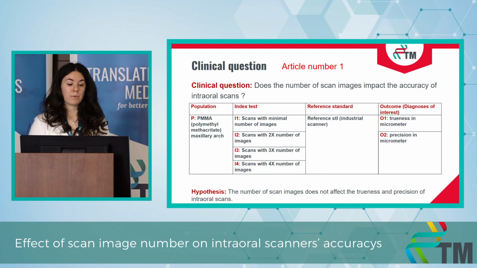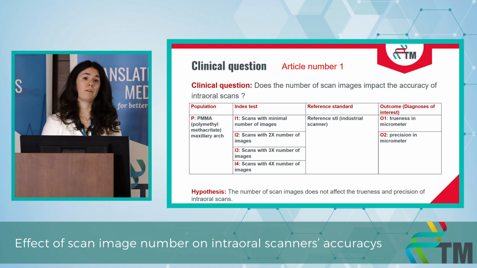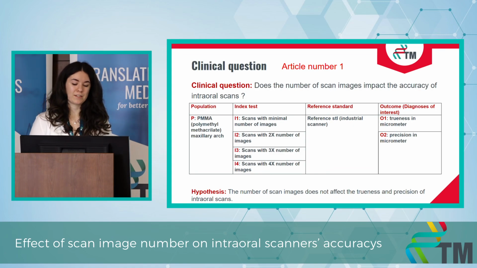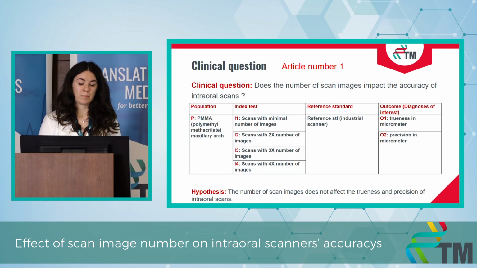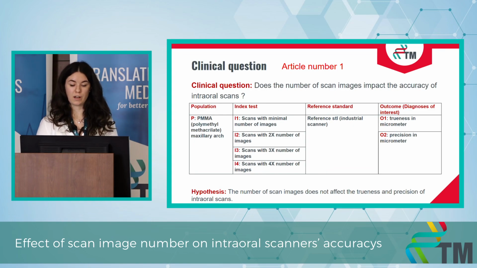And in our population, we are going to have a PMMA model. In the index test, we have the best, not the best, but the newest intraoral scanner available from 3Shape, which is the 3Shape Trios 5 intraoral scanner. And we want to make 4 or 3 groups with the different scan numbers. And as for reference, we will have industrial scanners, and for outcome, we are going to have trueness and precision, as mentioned before.